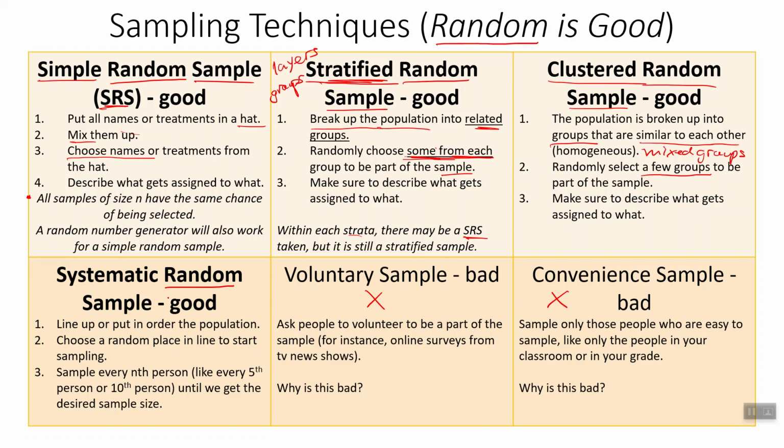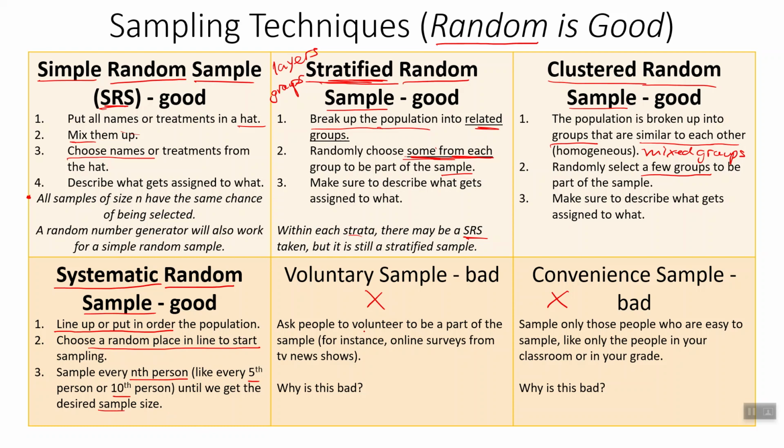All right. The systematic one. So this one involves lining things up. So we line them up or we put them in order. We choose a random place to start. And then we choose every nth person, like every 5th person or every 10th person in line. And they become part of our sample.